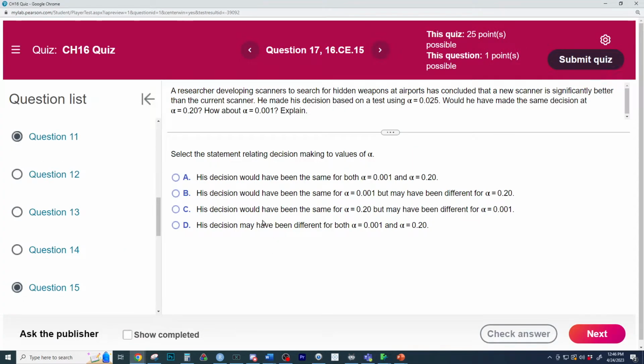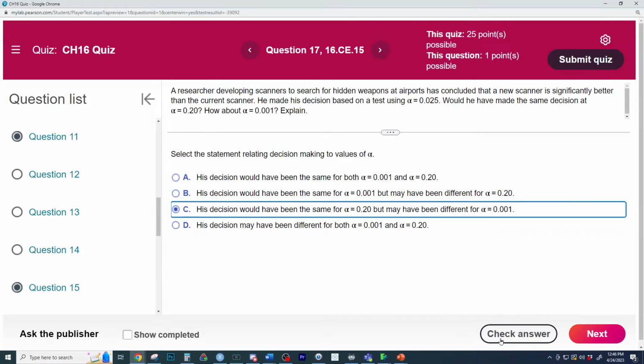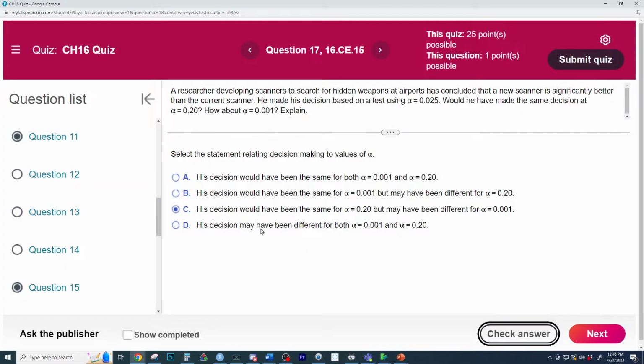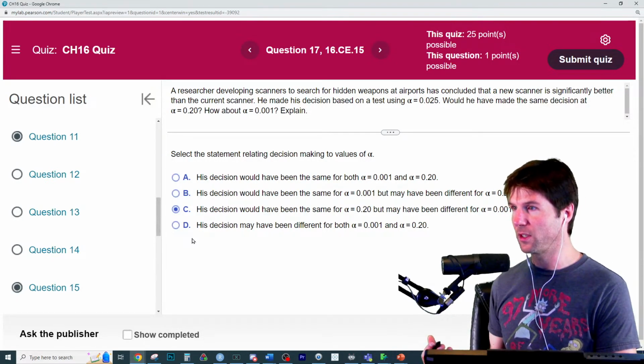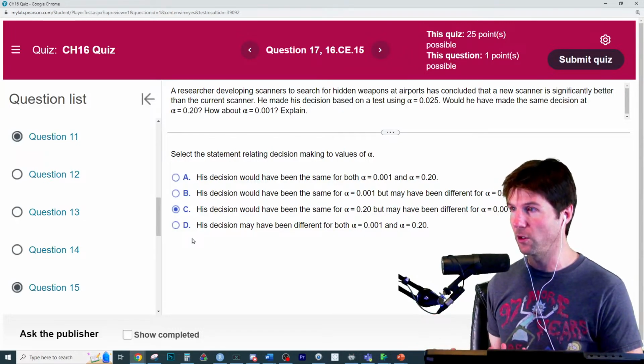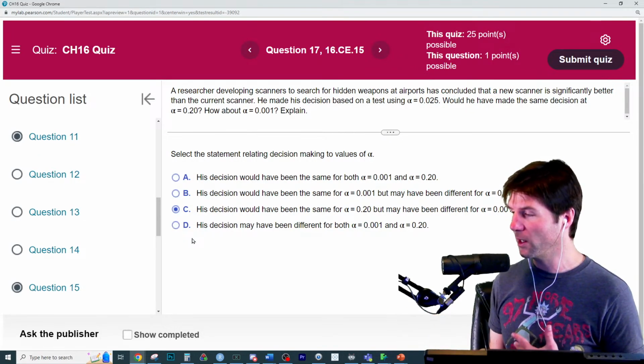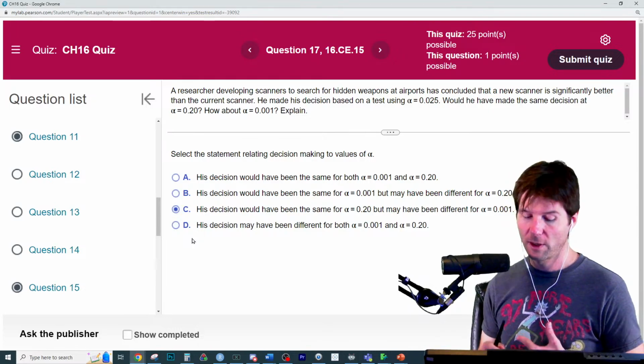And there are other versions of this. His decision would have been the same at the 0.20 level, but it may have been different at the 0.001 level. And this question does vary on how it's asked, so be very careful and draw it out. Then understand the concept of finding evidence means for the alternative, i.e. rejecting the null, p-value low. So a lot of good review, a lot of good p-value stuff in here.